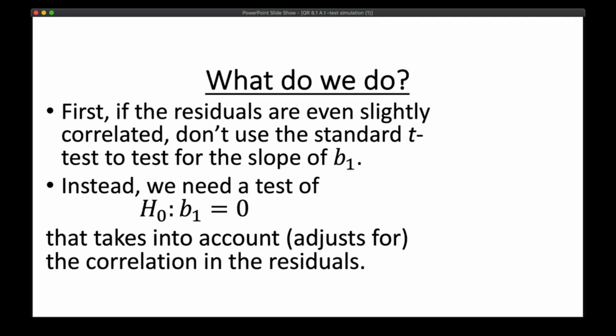So what do we do? Well, obviously this follows the obvious point from the slide before. If you suspect that the residuals are even slightly correlated, based on a plot, maybe your eyes tell you that, or some other test that we have, then don't use the standard t-test to test for the slope of B1, because we've seen that it can be highly inaccurate. Then what do you do instead? Well, what we need is some test to test for that slope term that somehow takes into account, that means that it adjusts for, the correlation in the residuals.